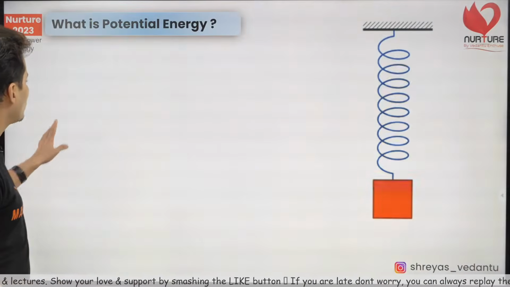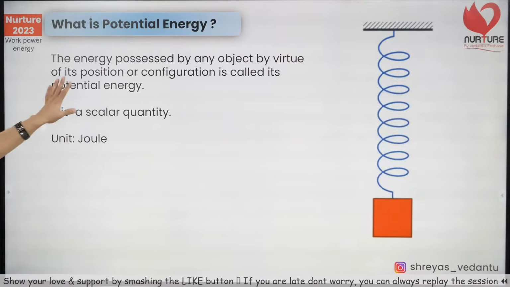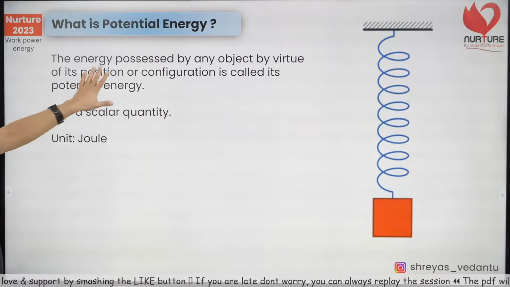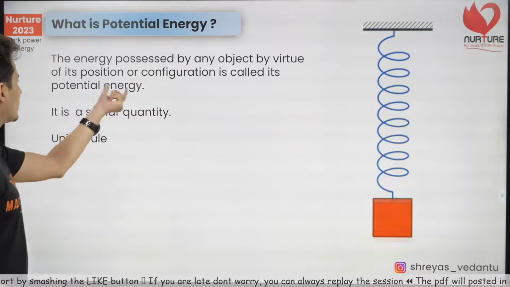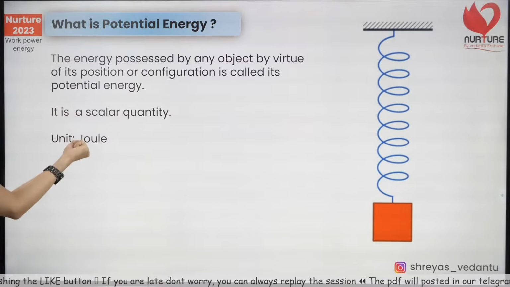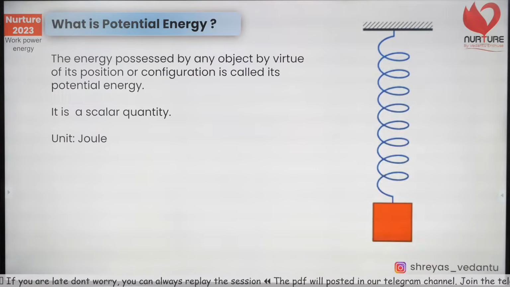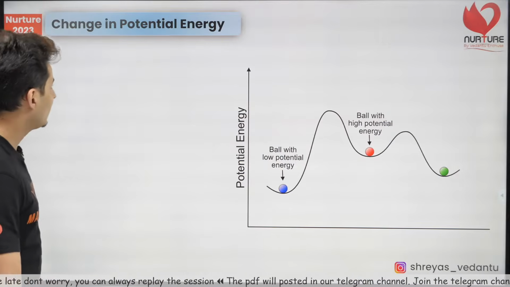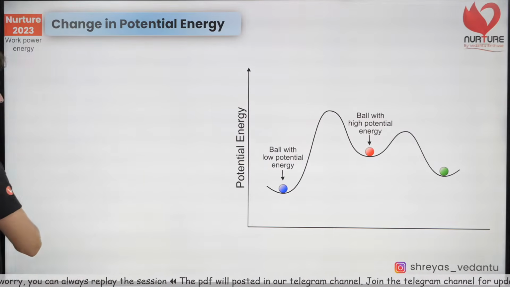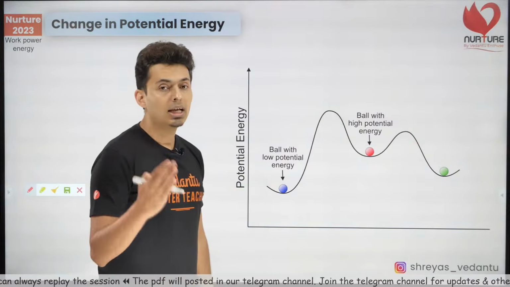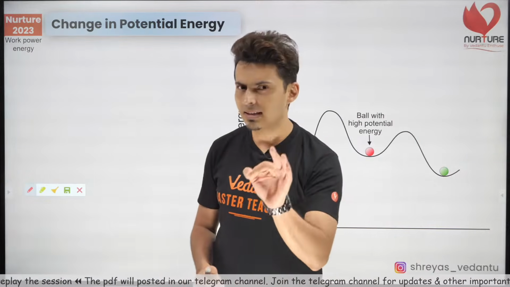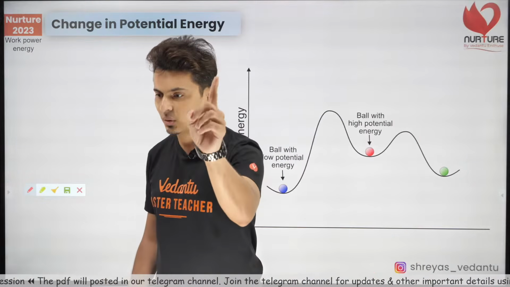So let's just see all of this. The energy possessed by any body by virtue of its position or configuration is called potential energy. It is the stored form of energy. It is a scalar quantity. SI unit is obviously joules. Now, there are some more things which you definitely wouldn't have learned in your 9th or 10th grade. That's something I want to discuss today.